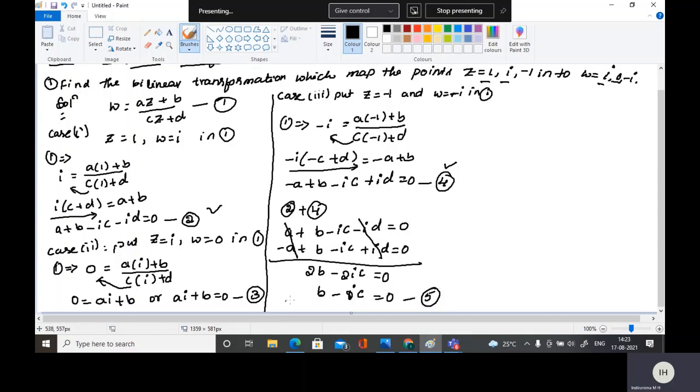So next what I will do? I will consider equation 3 and equation 5. Equation 3 can be written as AI plus B plus I will write that as 0C equal to 0. Equation 5 can be written as 0A plus B minus IC is equal to 0. Now I have two equations but with 3 unknowns.